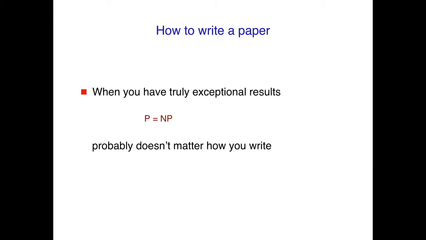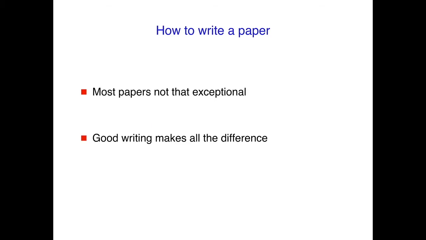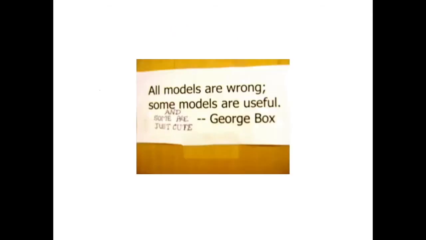So, we all write papers. If the paper you're writing is something phenomenal, right? You've managed to prove P equals NP or something like that, or maybe not that far, but something quite exceptional. Maybe it doesn't matter a whole lot how well you write it. On the other hand, if your paper is not that exceptional, and most papers are not that exceptional, right? They tend to be fairly incremental. Then writing makes all the difference. Writing makes all the difference between papers that are accepted at a conference versus not.